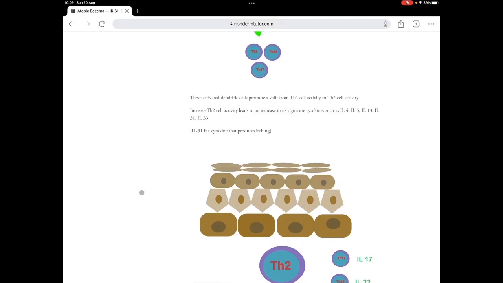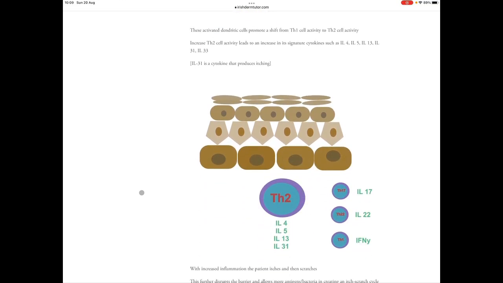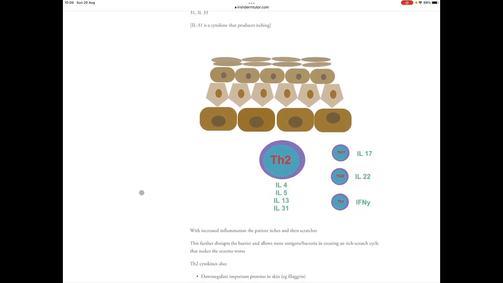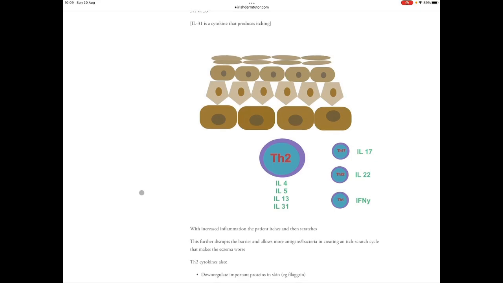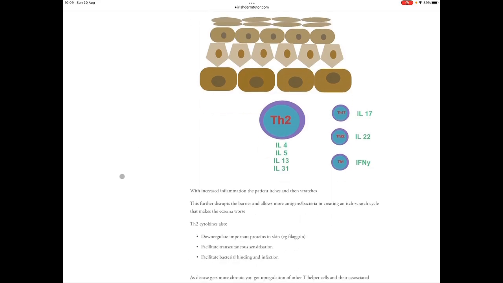And then with this increased inflammation, you get red skin, of course, but you also get itch. And as a result, the patient scratches, and as they scratch, that further disrupts the barrier at the top. And this allows more antigens, bacteria, or whatever into the skin, and as a result, this makes the eczema worse.